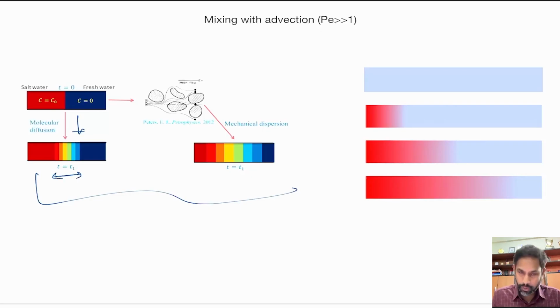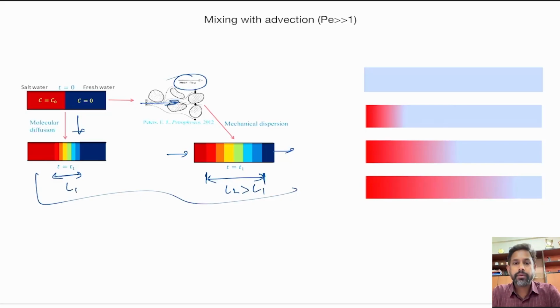This gives you this small mixed zone, but for the same time, if there is this background flow, right, we are assuming that the porous media is moving, this whole thing is moving from this to this side. In that case, you will have this much thicker mixed zone, which is greater than L1 for the same given time. Okay, and this is happening because there is fluid flow or there is advection, which actually converts molecular diffusion into mechanical dispersion, right? And that's why we are considering the case of Peclet number much greater than 1, where most of mixing happens with dispersion, right?